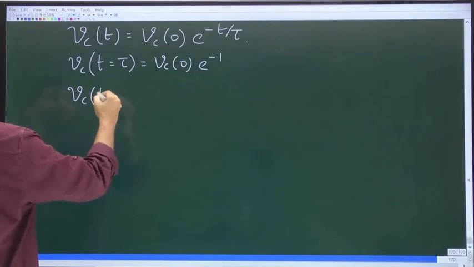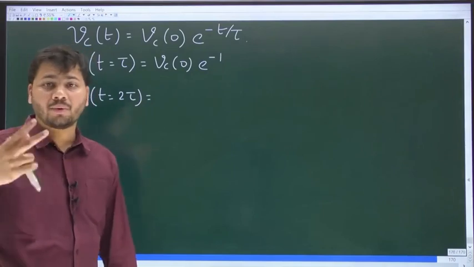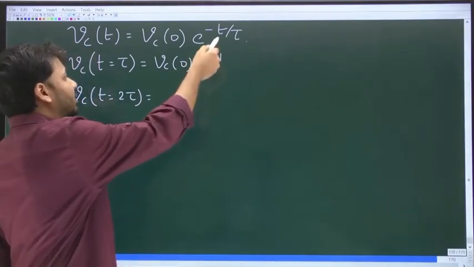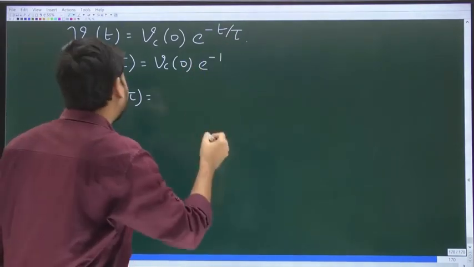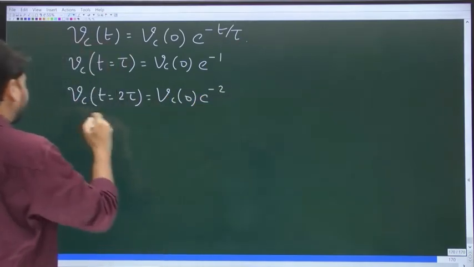In the same way, what is the voltage across the cap after 2 time constants? That means at t equal to 2 tau. Again, in place of small t, you write 2 tau. 2 tau by tau is 2, e power minus 2. So will it not be Vc of 0 into e power minus 2?